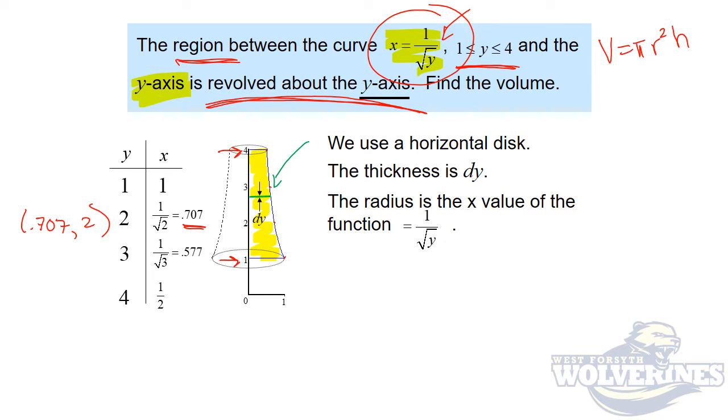So here's our formula for this then. We're going to do the integral from 1 to 4. Pi, you can stick it in front of the integral if you want. It might be easier to always stick the pi out in front. It doesn't really matter because that's a constant. Then I've got my r squared and dy. And that's going to give me the volume of the discs.